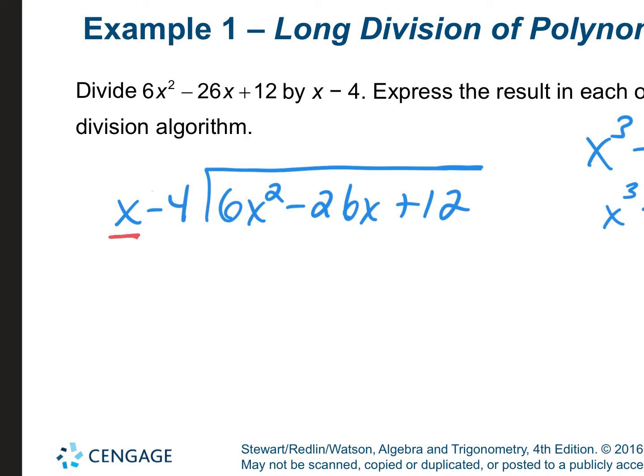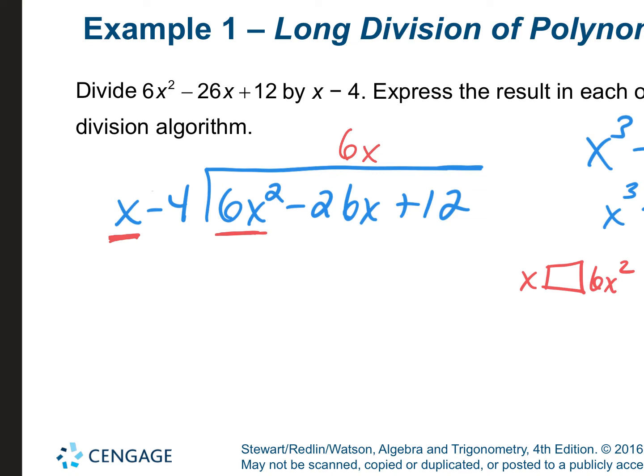First term into first term. So x times what gives me 6x squared? 6x. Agreed? So I'm going to write my 6x right here above my negative 26x. You want to keep your columns the same. So if I had x squared, I would write it over the x squared. Since I have x to the first, I write it over x to the first. But we're just trying to keep ourselves organized.